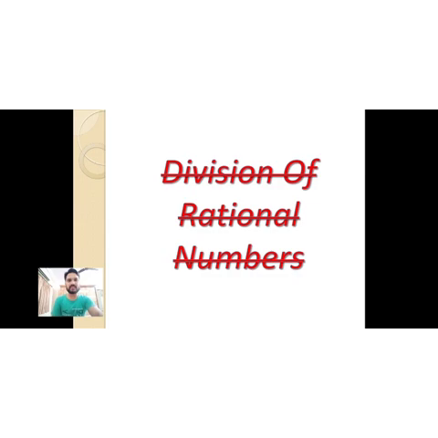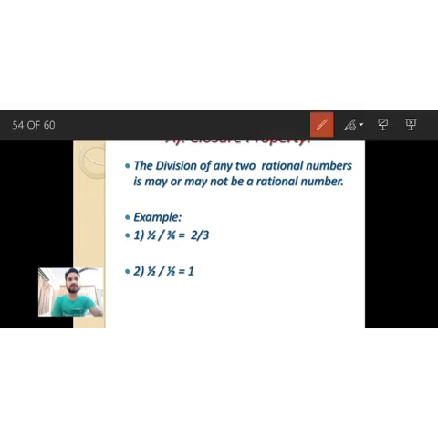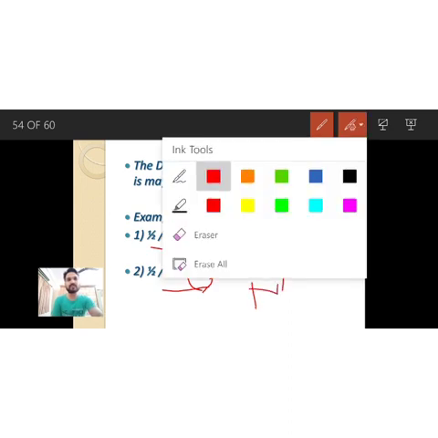Now division of rational numbers. In division of rational numbers, the first is the closure property, means division of any two rational numbers may or may not be a rational number. It means the answer may be rational or may not be rational. Maybe it is a whole number or a natural number.